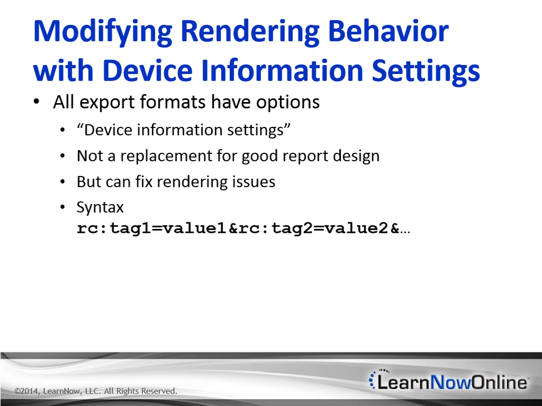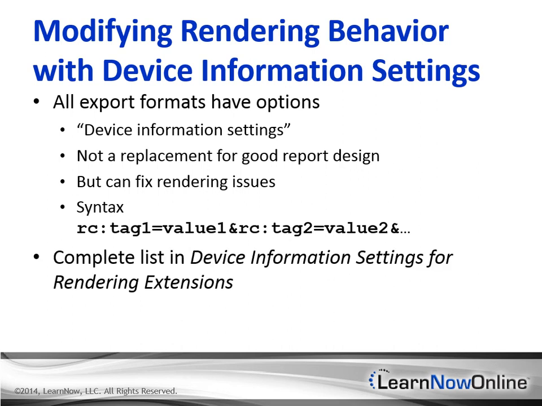You specify this additional information by including the settings in the query string using this syntax. So this is additional query strings on the end of your URL. And RC is a fixed namespace prefix. So you can specify a particular tag equals a value, different setting for that value, and concatenate on as many as you want to use.